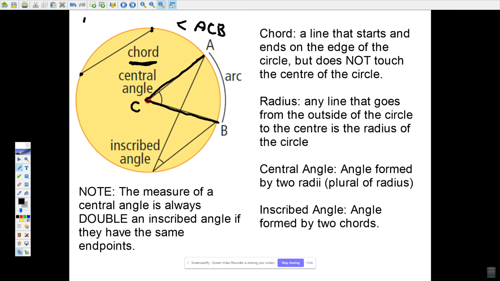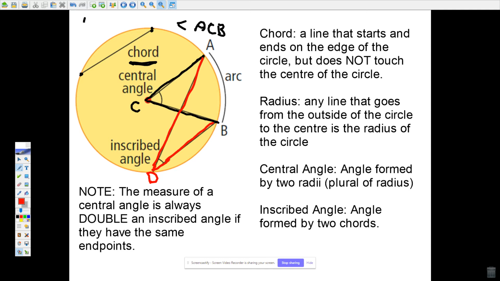Next is an inscribed angle. An inscribed angle is formed by two chords. Now remember again, a chord is a line that starts and ends on the circle and does not touch the center. I'm just going to change colors here. Let's call this point D. Angle ADB is an inscribed angle because it is formed by two chords. AD is a chord because it does not touch the center of the circle, and line BD is a chord that does not touch the center of the circle. Therefore, this is what's known as an inscribed angle.